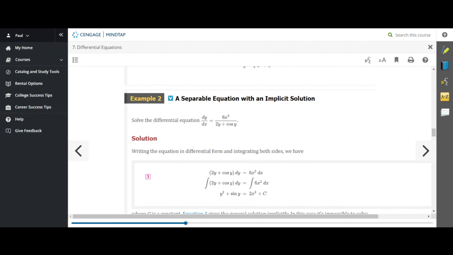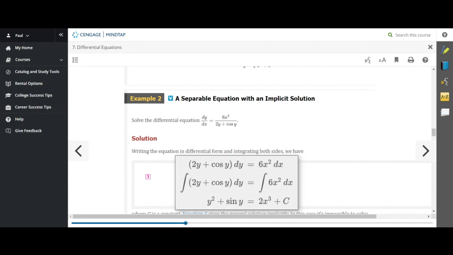But you see here in example 2, they separate the variables. They have the y variables on one side, the x variables on the other, and then they integrate both sides.